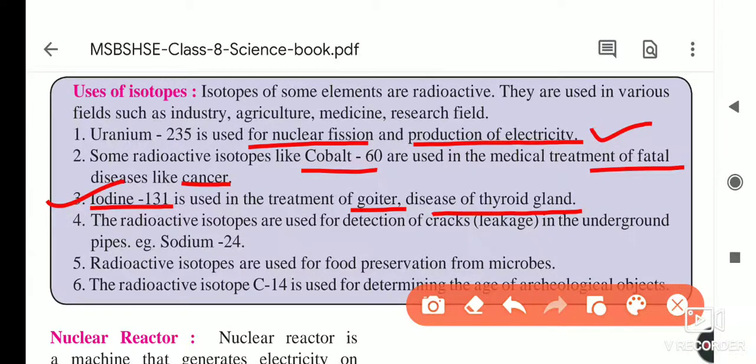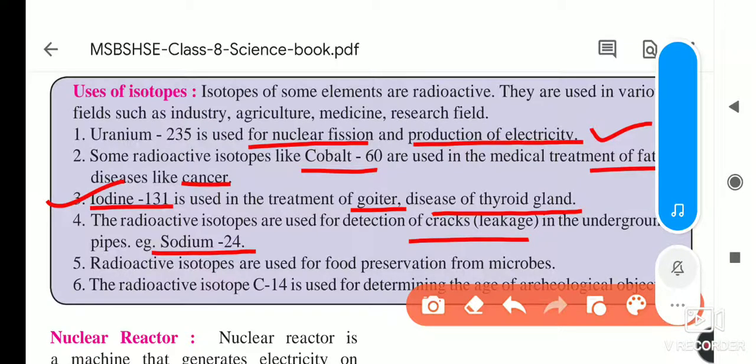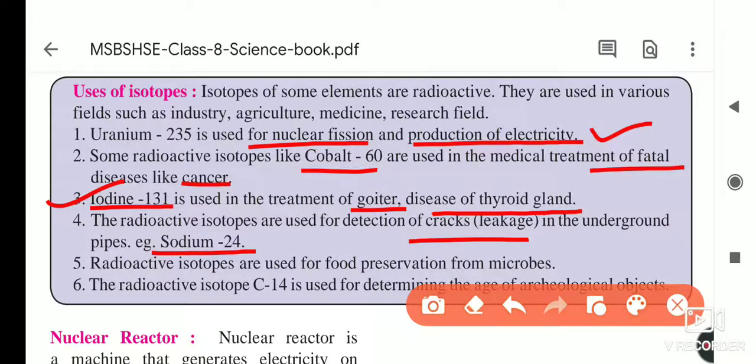Next, radioactive isotopes are used in the detection of cracks or leakage in underground pipes. Underground pipes are there, so it is impossible to find out their cracks. So for that, radioactive isotopes are used for the detection. And which is that radioactive substance? That is sodium 24. Next, radioactive isotopes are used in food preservation against microbes.